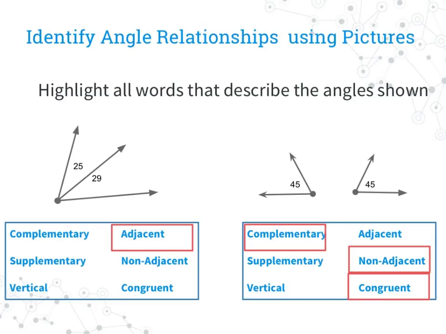Notice the first one, the only thing they were is adjacent. I know that seems odd, but they're not equal, they don't add up to anything, they're not across from each other, so the only thing they can be is adjacent. The second one, on the other hand, they're not adjacent, obviously, so they're nowhere near each other, but they do have the same measure, so they're congruent, and 45 plus 45 equals 90, so they are complementary. Let's take a look at the next one.